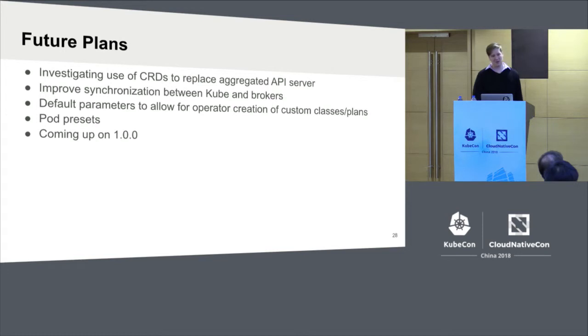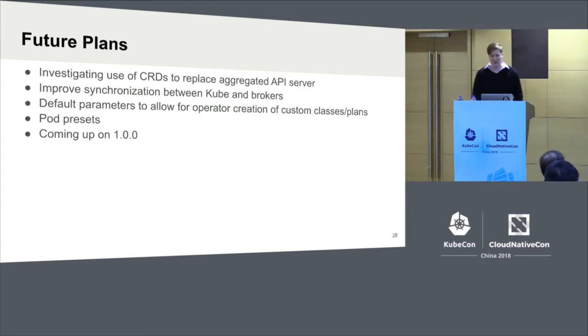We're investigating the use of CRDs to replace our own custom API server. It's still up in the air whether all of the functionality that we currently have can be replicated using CRDs. It's looking somewhat hopeful, but we haven't gotten around to actually implementing that yet. Like I said, the ongoing synchronization between Kubernetes and the brokers, the synchronization of the resources and state, is an ongoing fight that we work on.